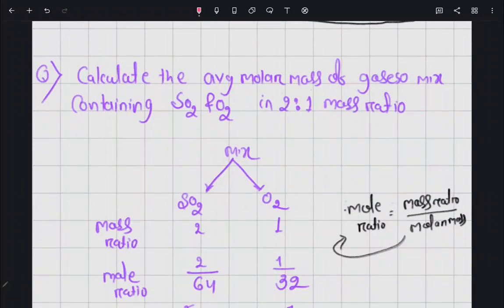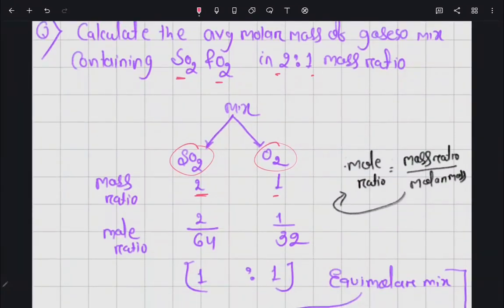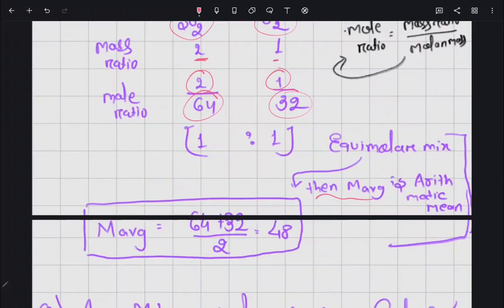Now one more question. Calculate the average molecular mass of a gaseous mixture containing SO2 and O2 in 2:1 mass ratio. See, they have given the mass ratio first, so find the mole ratio and you will get your answer. SO2 and O2, mass ratio is 2:1. Children, mole ratio is equal to mass ratio by molar mass. Very easy. Given number of moles is equal to given mass by molar mass. Instead of mass, they have given a ratio, so take the ratio 2 and 1. What is their molar mass, children? It is 64 and 32. So we are getting 1:1. Equimolar mixture. If it is an equimolar mixture, then average molecular mass will be the arithmetic mean. M average is equal to 64 plus 32 divided by 2, which is equal to 48.